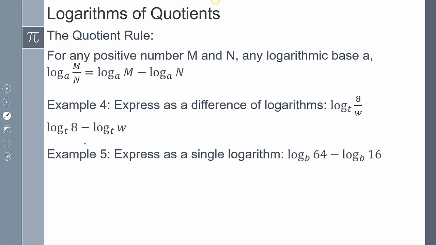Now for the next one, if I wanted to express it as a single logarithm, log base b of 64 minus log base b of 16, I can express this as log base b of 64 divided by 16, which is going to be the same thing as log base b of 4.